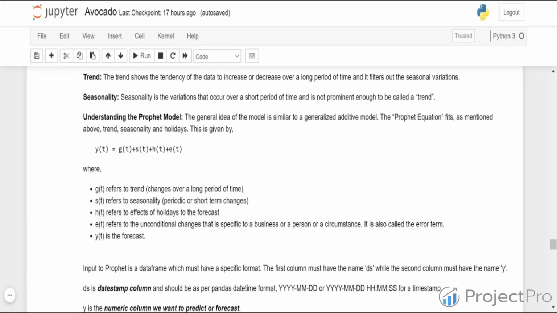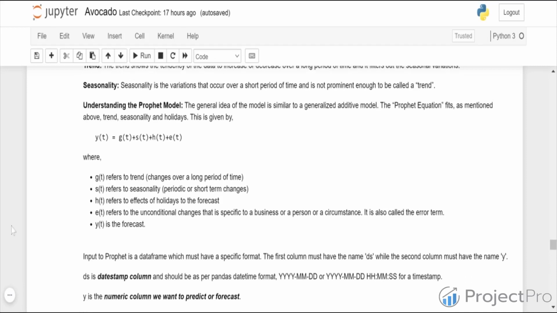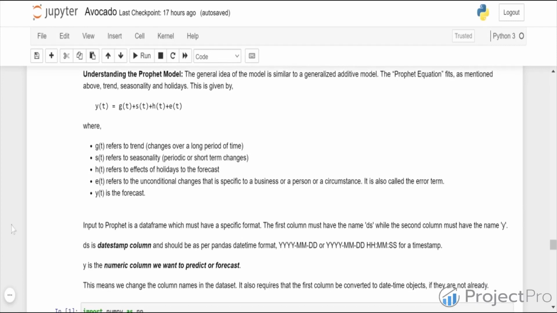Now, to build a model, it needs input in a specific format. In the input, the first column must have the name ds, while the second column must have the name y. ds is the date stamp column and should be in pandas datetime format, and y is the numerical column we want to predict or forecast. This means we will need to change the column names in the dataset, and it also requires that the first column be converted to datetime objects if they are not already.